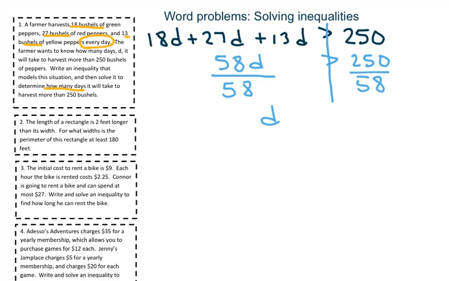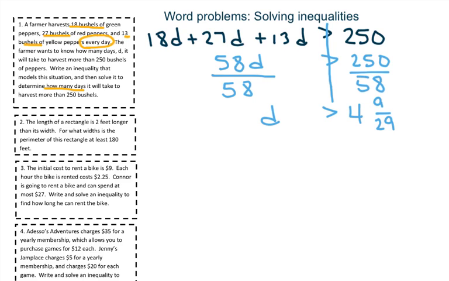And when we do this, we get a non-terminating, non-repeating decimal. So I'm going to go ahead and write it as a mixed number. 58 goes into 250 4 times. And then 18 are left over, so it's 18 over 58, but we simplify that to be 9/29. So D has to be greater than 4 and 9/29.